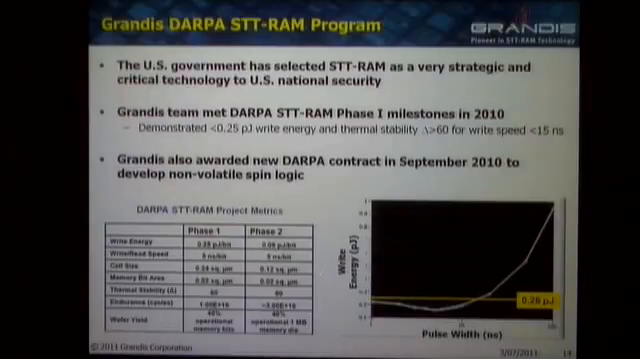And you can see a graph here of the write energy against the pulse width, and you can see from about 15 nanoseconds and below, the write energy is below this target threshold of 0.25 picojoules. In fact, the lowest is here at around 5 nanoseconds or thereabouts, about 0.16 picojoules.